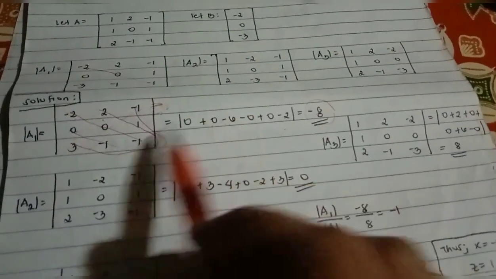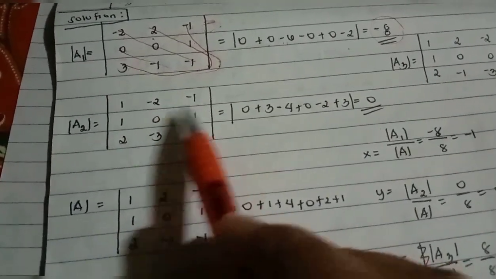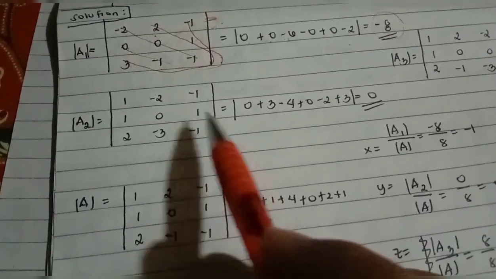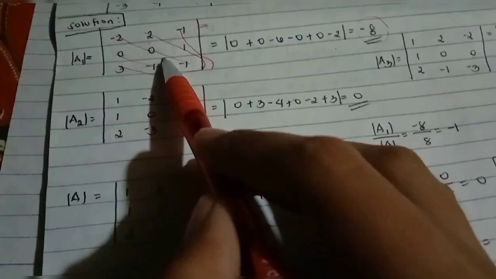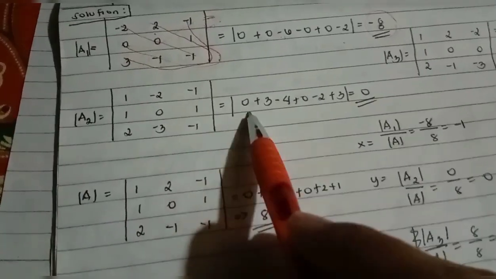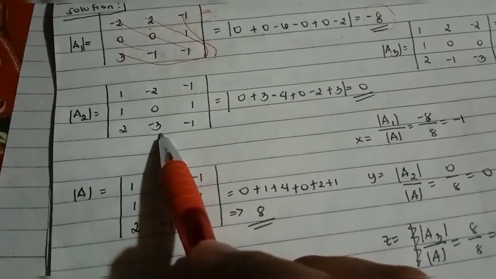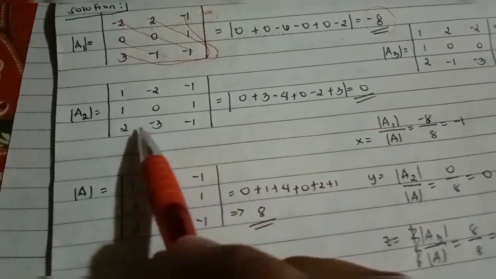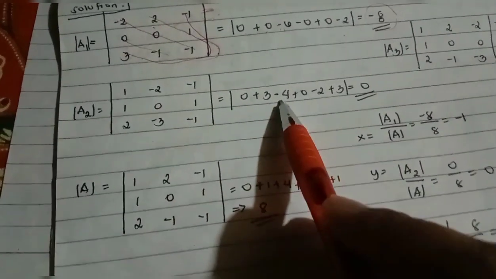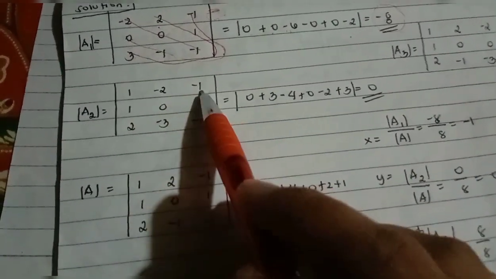To get the determinant of A sub 2, we replace the second column with this. So the given problem is 1, negative 2, negative 1, 1, 0, 1, 2, negative 3, and then negative 1. Same as getting A sub 1, we need to multiply it. So 1 times 0 times negative 1 is equal to 0. 1 times negative 3 times negative 1 is equal to 3. 2 times 1 times negative 2 is equal to negative 4. 2 times 0 times negative 1.